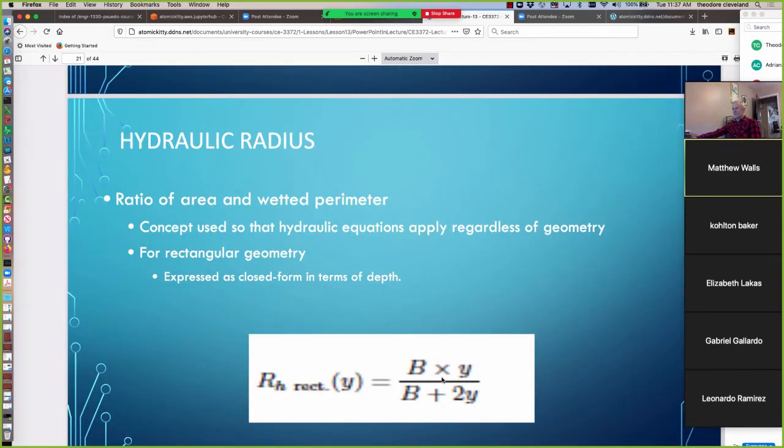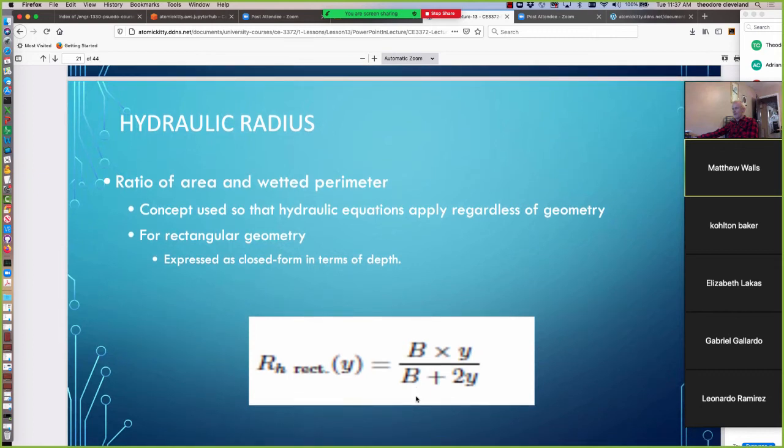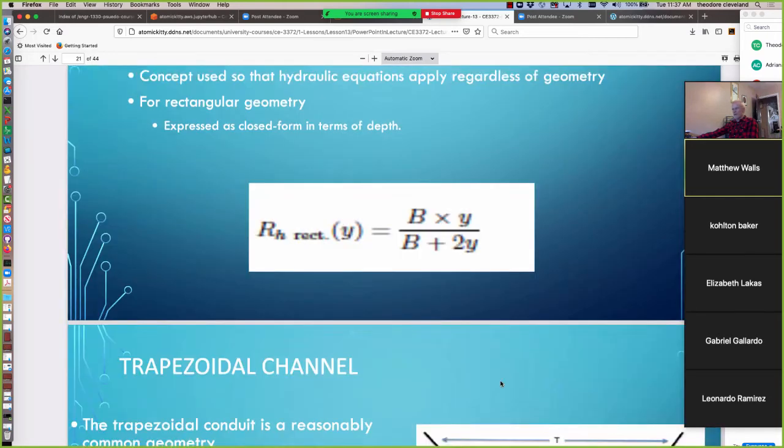And we can examine the case where the channel is really wide, so b is really big compared to y. If that's the case, the hydraulic radius pretty much degenerates to just the flow depth, because b plus 2y, when b is big, is essentially b. So you have b times y over b, the b's cancel, all that's left is the y.